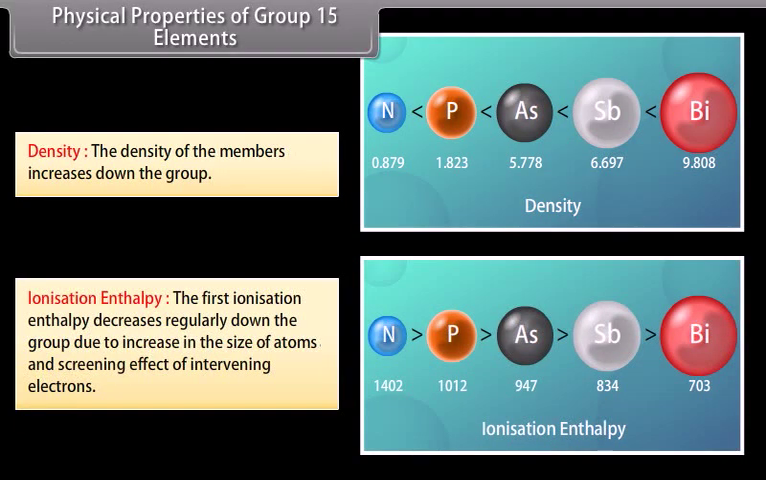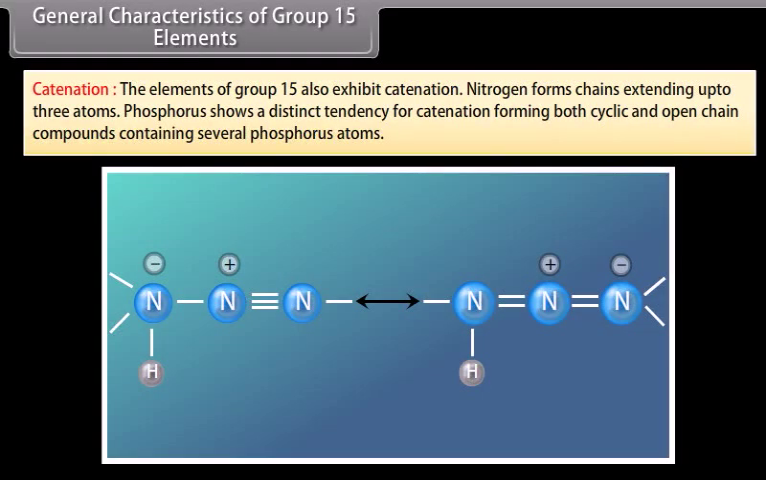Ionization enthalpy. The first ionization enthalpy decreases regularly down the group due to increase in the size of atoms and screening effect of intervening electrons. General characteristics of group 15 elements. Catenation. The elements of group 15 also exhibit catenation.